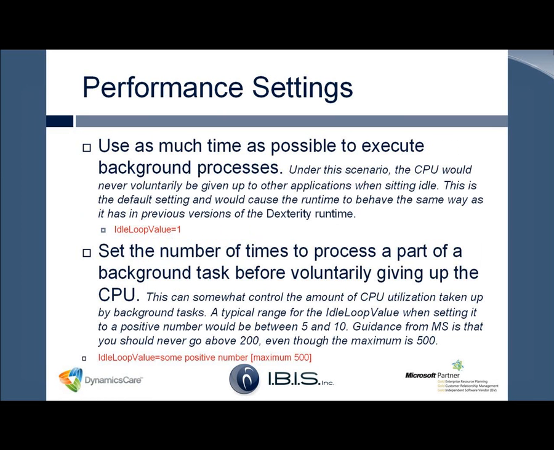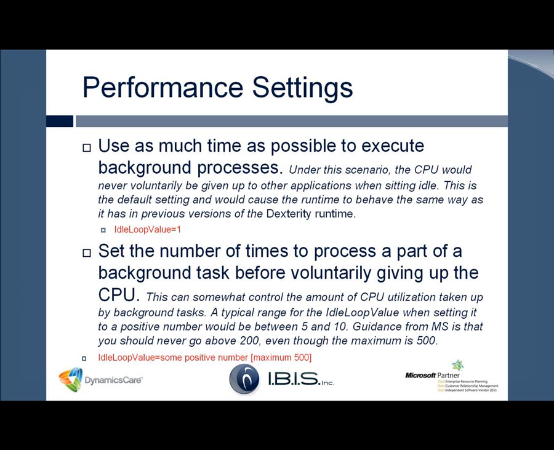Another option is to set IdleLoopValue equal to 1. This is going to give the highest performance to Dynamics GP. This is actually the default setting, so most of you are not going to have to fool with this. But if you check your DEX.ini and it's set to something other than 1, then you at least know you can set it back to 1 to force GP to have the highest possible performance settings there.